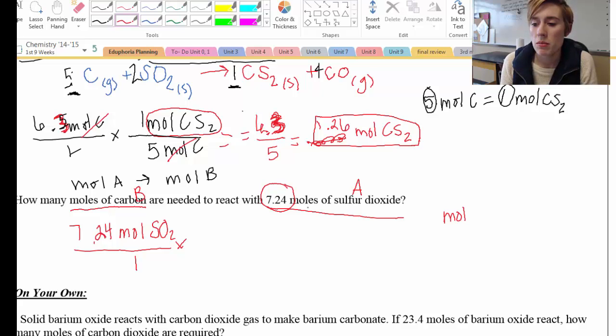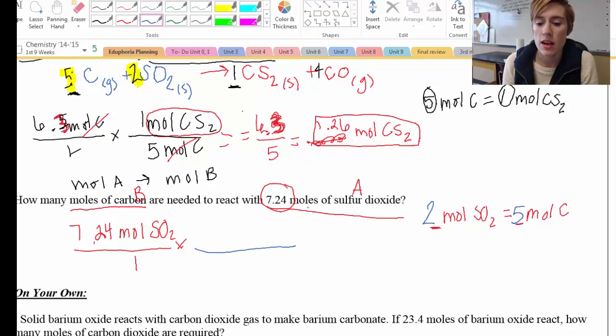So how many moles of A, sulfur dioxide, is used with how many moles of carbon? So I have to find these numbers here. So I'm going to look back at my balanced equation, and it says that there's 2 moles of sulfur dioxide that react with 5 moles of carbon. So those are the numbers I'm going to plug in to my conversion factor. So what do I want to go on the top and what do I want to go on the bottom? Well, moles of SO2 are on the top. So I want moles of SO2 on the bottom so they can cancel out. So that means 2 moles of SO2 goes on the bottom, which leaves me 5 moles of C to go on the top.